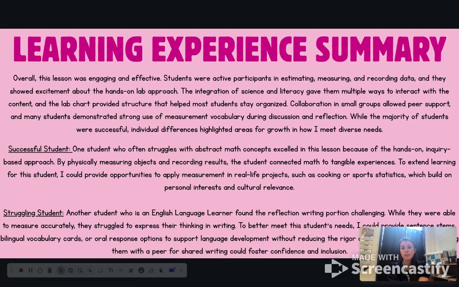Collaboration in the small groups allowed for peer support. Many students demonstrated strong use of measurement vocabulary. I was very impressed with that. And while the majority of my students were successful, individual differences highlighted areas for growth in how I met my diverse learners. So I'm going to jump down here to the struggling student.